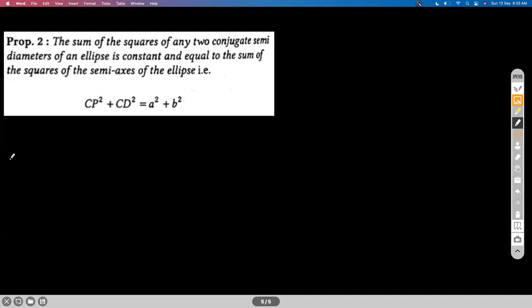Now read this property. It says the sum of the squares of two conjugate semi-diameters is a constant and it is equal to the sum of the squares of the semi-axes of the ellipse. In short, this is also equal to the square of the director circle radius. Anyway, this is very easy to prove. Please prove it. In fact, I'll make the diagram once again.